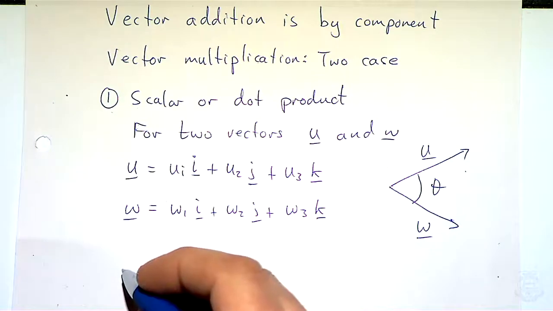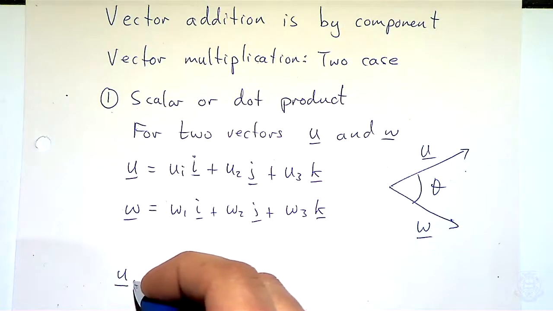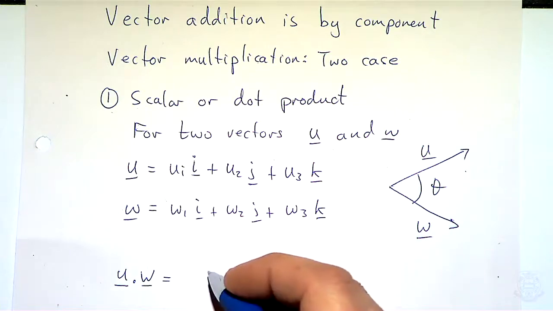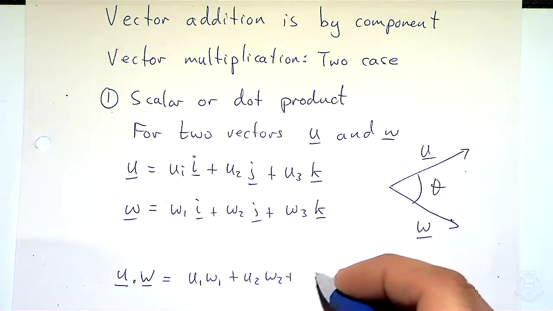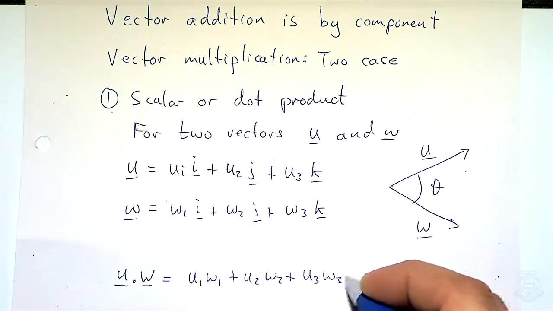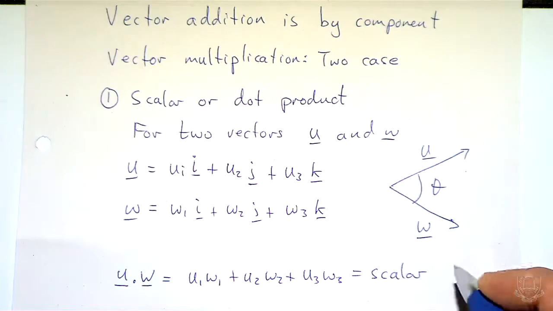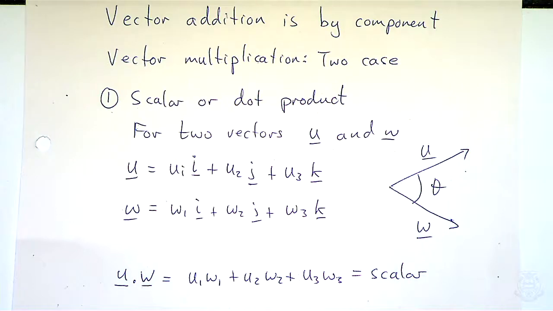So the scalar or dot product is usually written as this: u dot w equals u1 w1 plus u2 w2 plus u3 w3, which is equal to a scalar quantity. And it's also equal to mod of u times mod of w times cos of theta, isn't it?